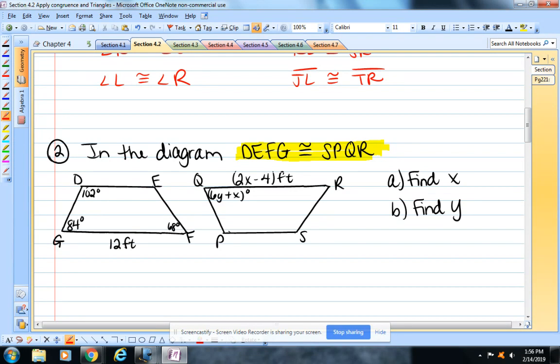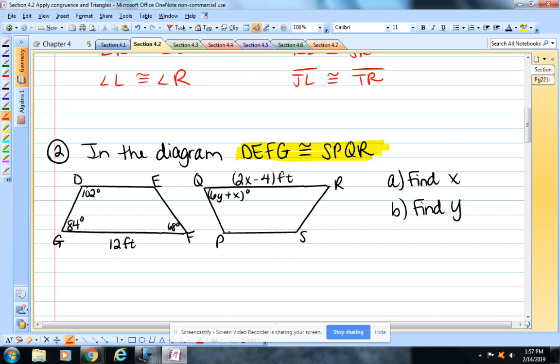Angle D is congruent to which angle in the other quadrilateral? S. Angle E is going to be congruent to which angle? P. F is going to be congruent to Q, and G is congruent to R. Okay? And the segments match up accordingly as well. So, let's see something that we can solve. Do you think it's going to be easier to find X or Y?